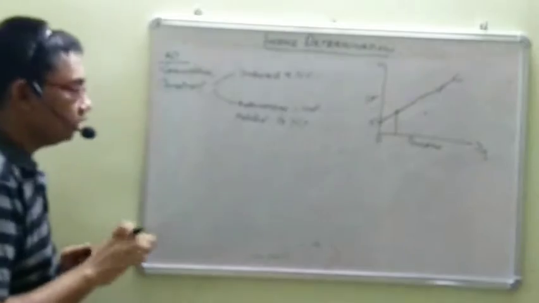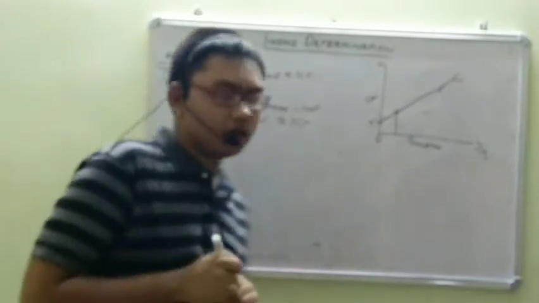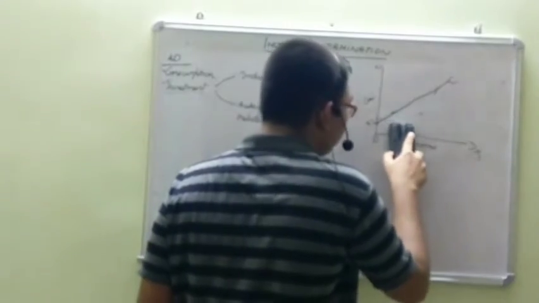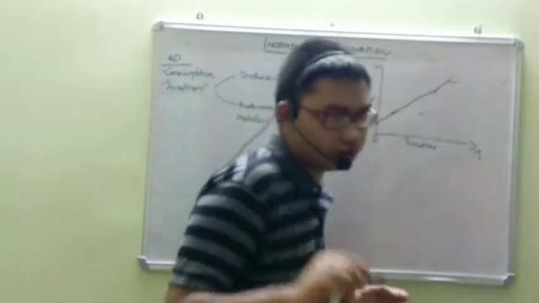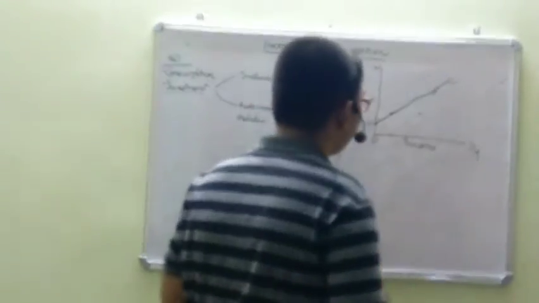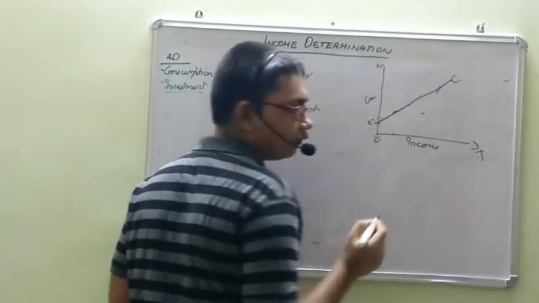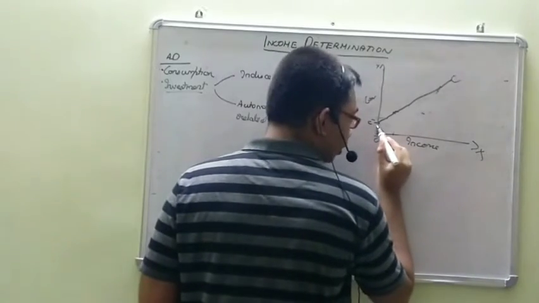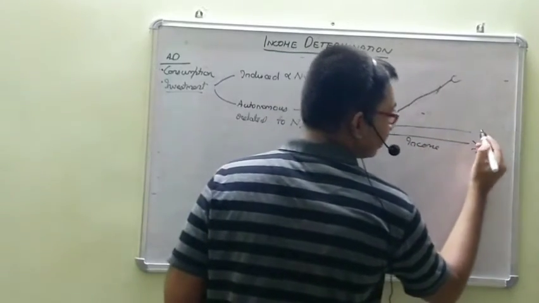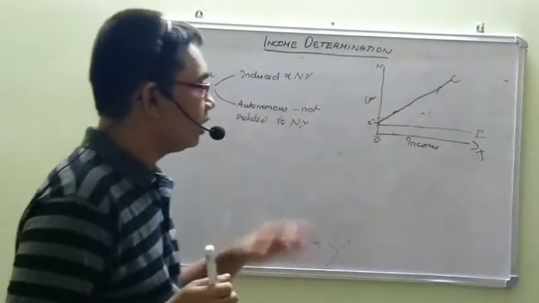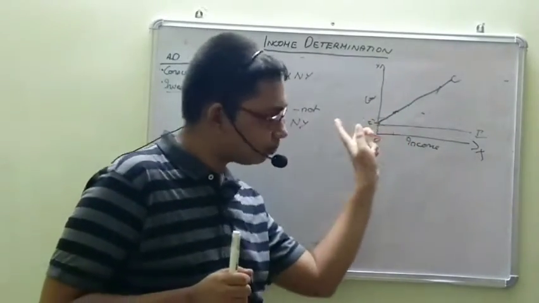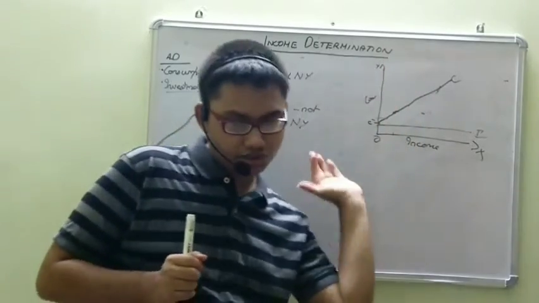So this is about investment. However, for the purpose of our study, we assume that all investment will be autonomous and no induced investment is there. So how will the investment curve be? It will be a straight line parallel to the x-axis because it is not at all related to national income. So, C is upward sloping, I is straight.